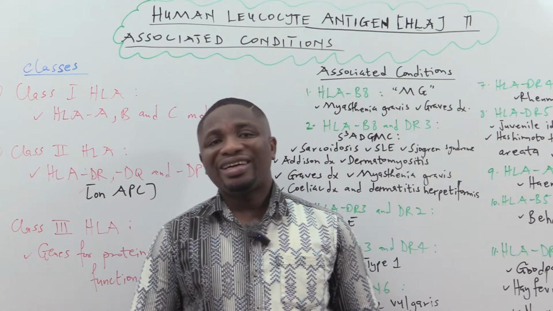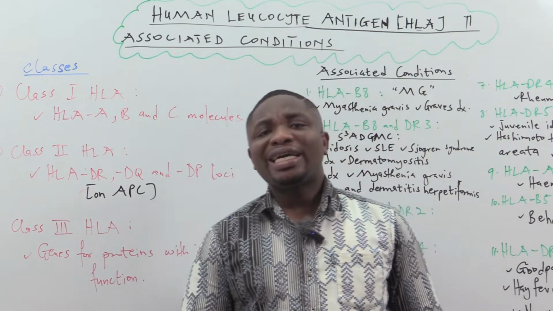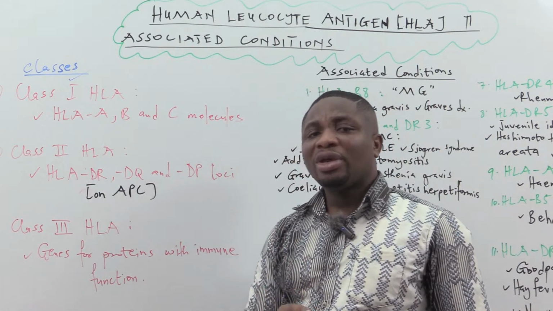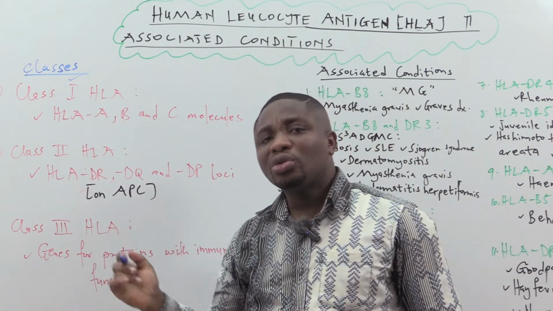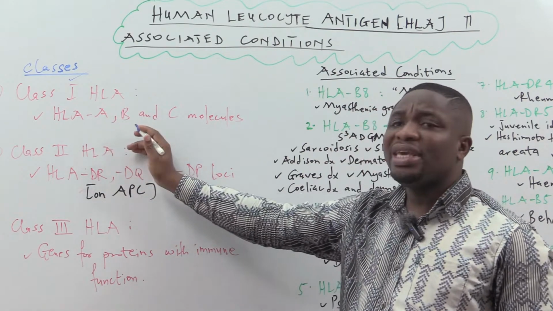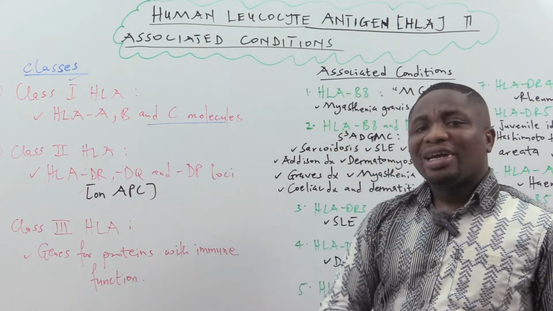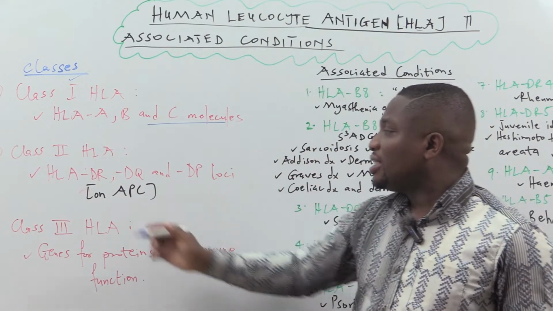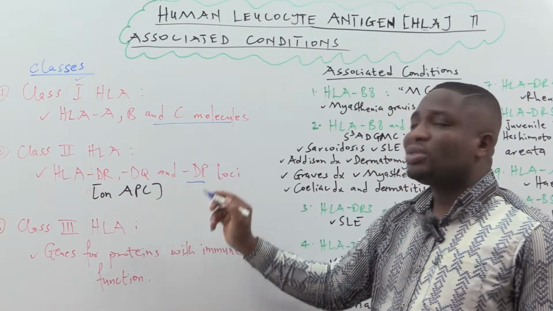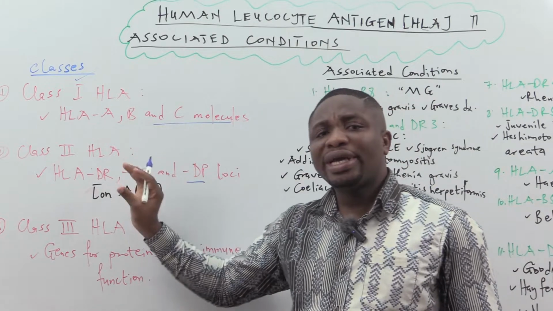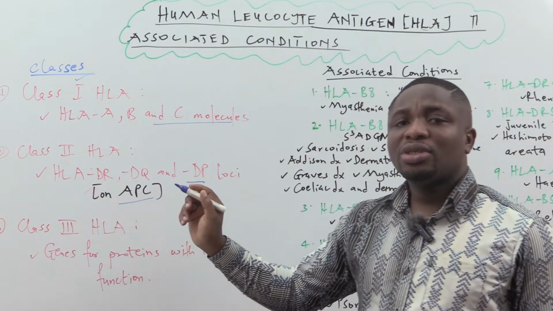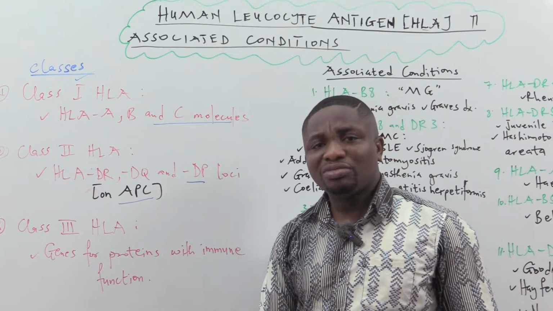Now let's move on and talk about the classes of the human leukocyte antigen. With the classes, we are making reference to three of them. We have class 1, class 2, and class 3. For class 1 HLA, we are looking at the HLA A, B, and C molecules. For class 2, we are looking at HLA DR, HLA DQ, and HLA DP loci. And these class 2 HLA can be found on the antigen presenting cells.